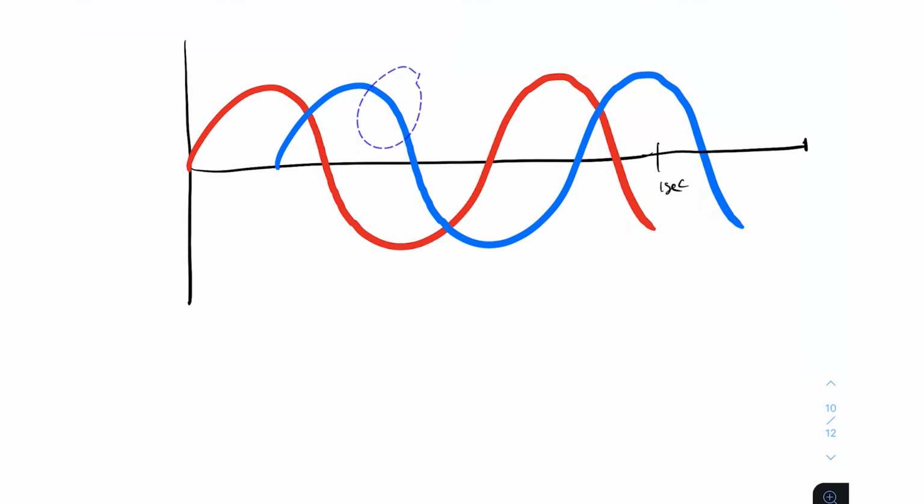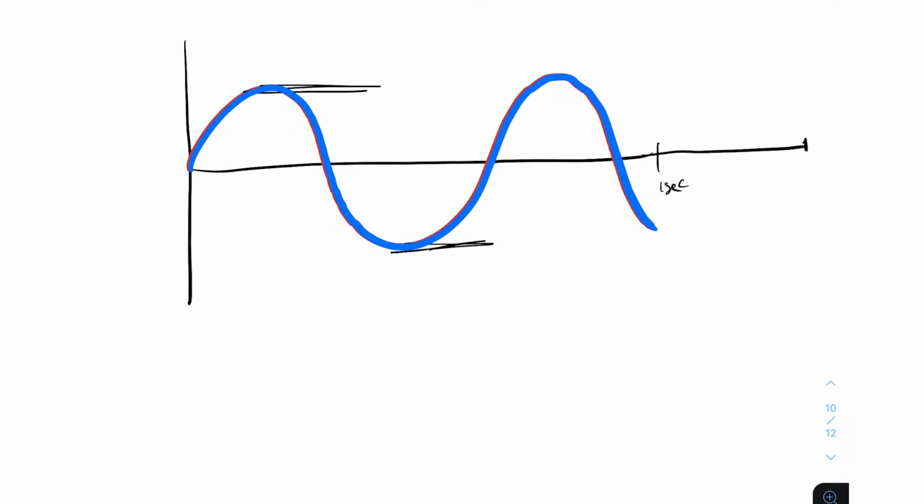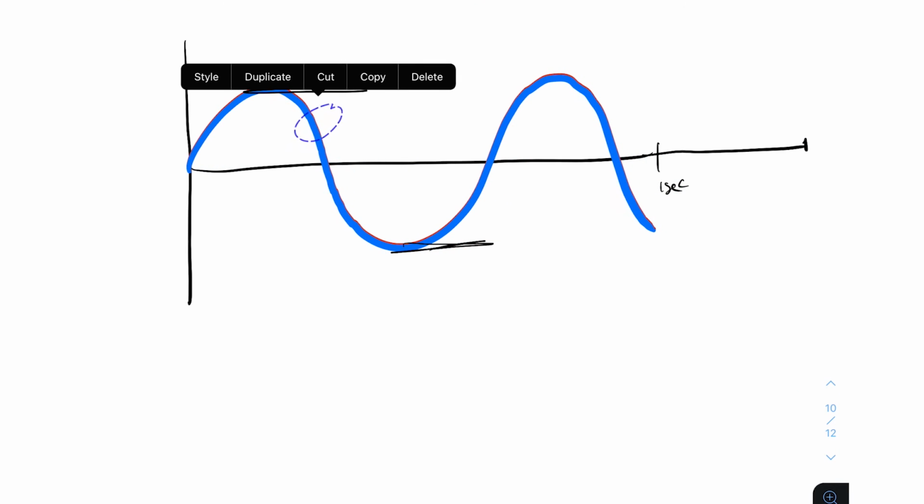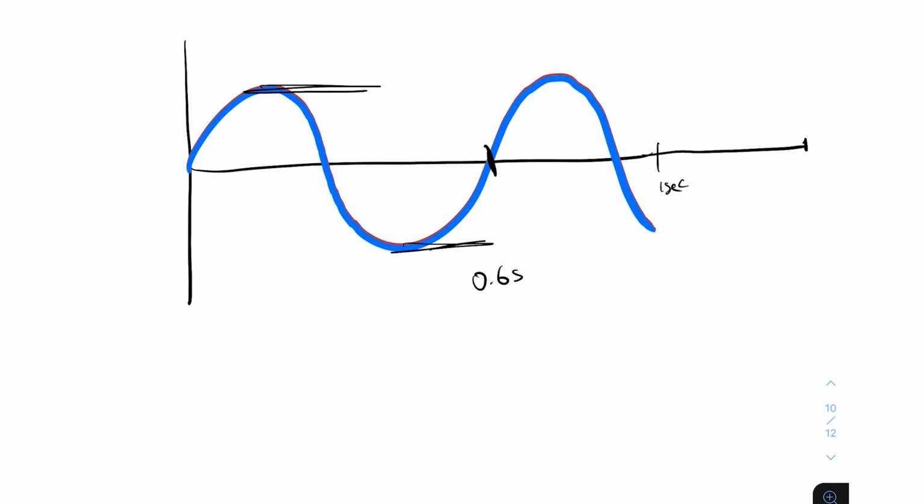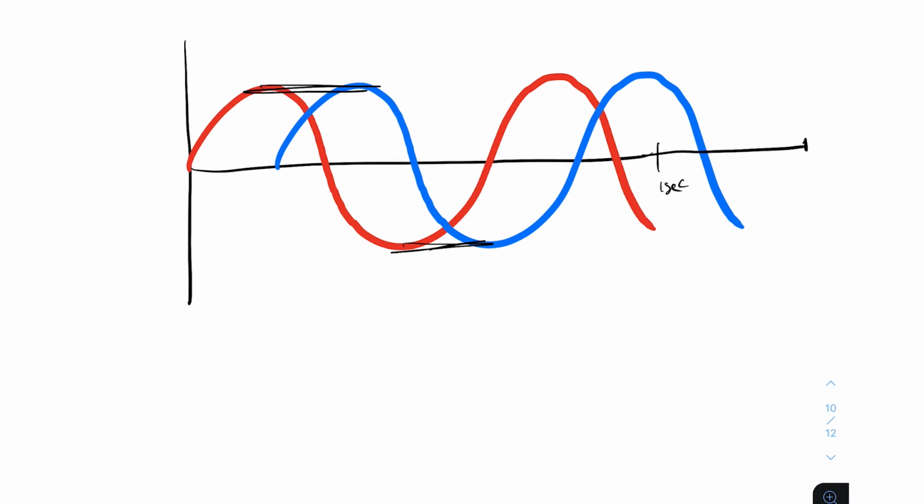So what we can say here about these waveforms is that they have the same amplitude because they're at the same level, right? They're gonna have the exact same frequency because why? They complete the same amount of cycles per second, and they're gonna take exactly the same amount of time to complete 1 cycle, which is around about here, which we could say is like 0.6 seconds. So these two waveforms are gonna have the exact same amplitude, the exact same frequency, and the exact same period.